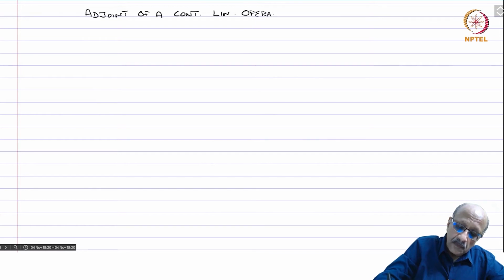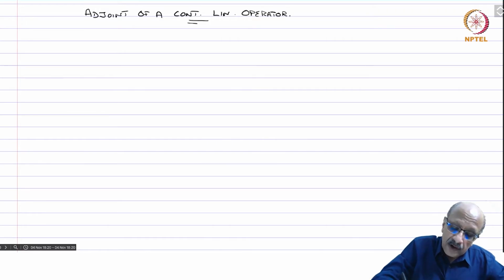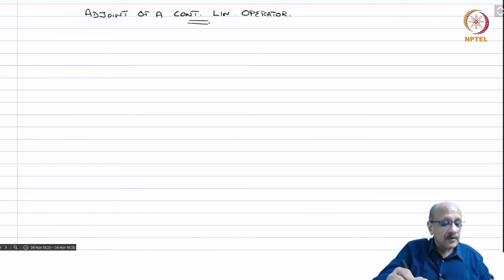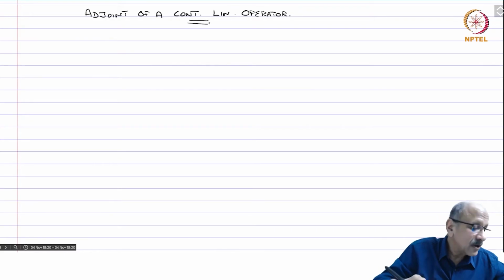So now we will talk about the adjoint of a linear operator, of a continuous linear operator in the context of a Hilbert space. We have already discussed adjoints earlier. This is essentially the same, except that we are now looking at it in view of the Riesz representation theorem. You don't have to really go to the dual space. You can work on the base space itself. So that is the idea.